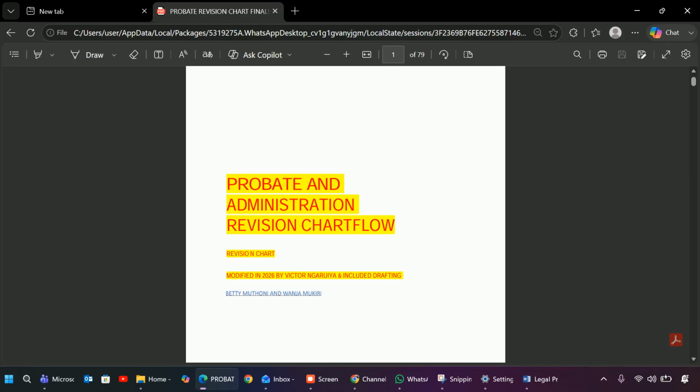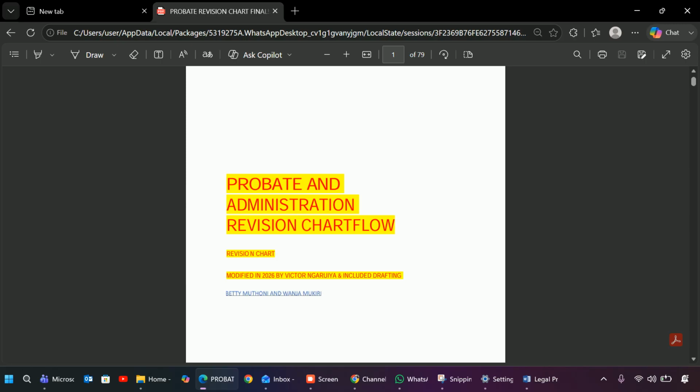The same document was originally done by Betty Muthoni and Wanja Mukiri, who are now advocates, and maybe perhaps circumstances will have changed. Maybe they are not advocates per se, but I, Victor Ngaruya, decided to modify the same in 2026 and included the drafting elements part of this chart flow.